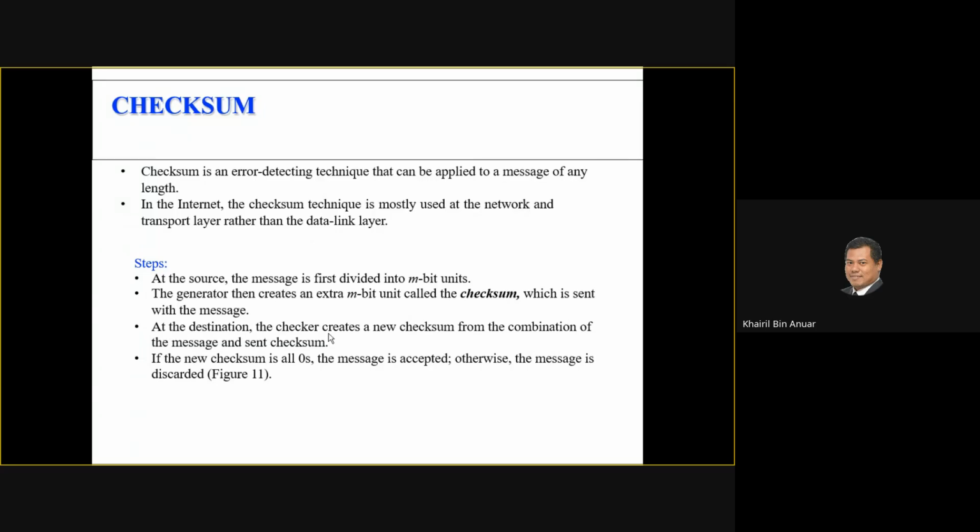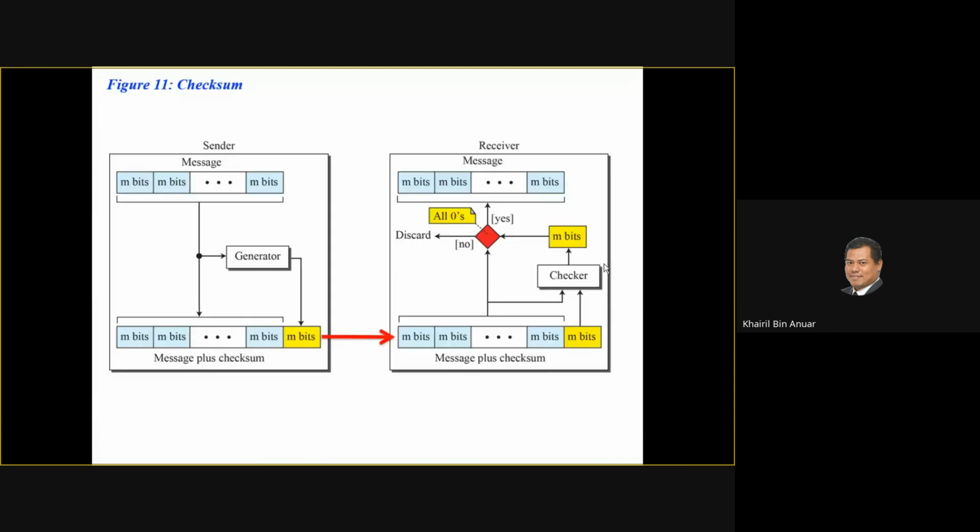At the destination, the checker creates a new checksum from the combination of the message, and if the new checksum is all zero, then the message is accepted. In this mechanism, we have different types of bits, and you have a generator where you can add another additional m bits to the number of m bits that you have to send.